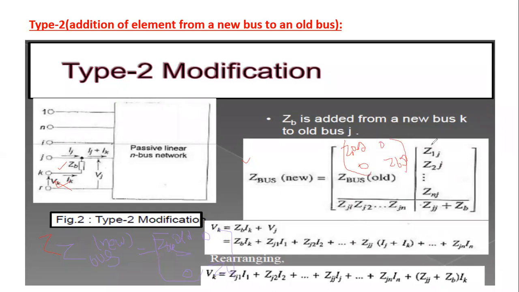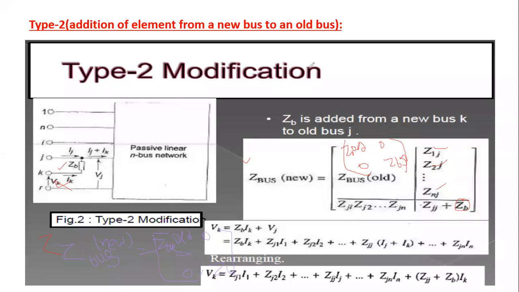And then we calculate Z1J, Z2J, and so on, ZNJ. Similarly, ZJ1, ZJ2, and so on, ZJN. And then we calculate ZJJ plus ZB, where J is the old bus, K is the new bus and R is the reference, and ZB is the added element, the value for that added element.